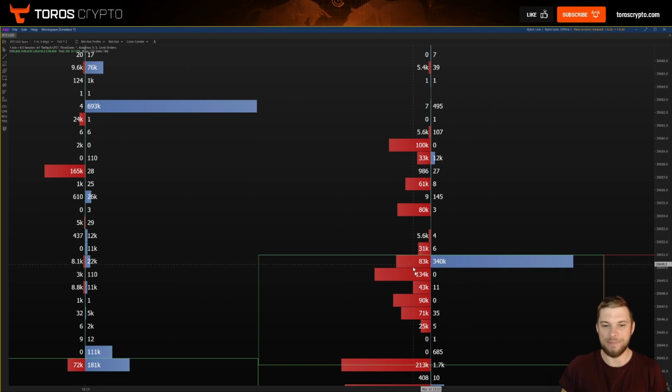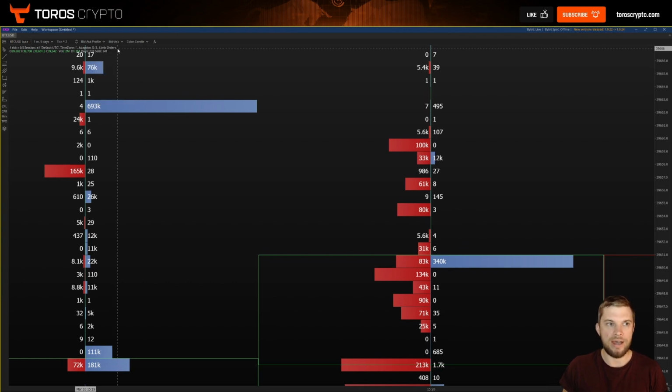So what you can see here is 83,000 contracts sold into the bids, and 340k contracts bought into the asks, into the offers. So you hit the bids or you lift the offer. That's the general terminology of this. And let's take this 39,650 price as the example, and we'll just flick through.